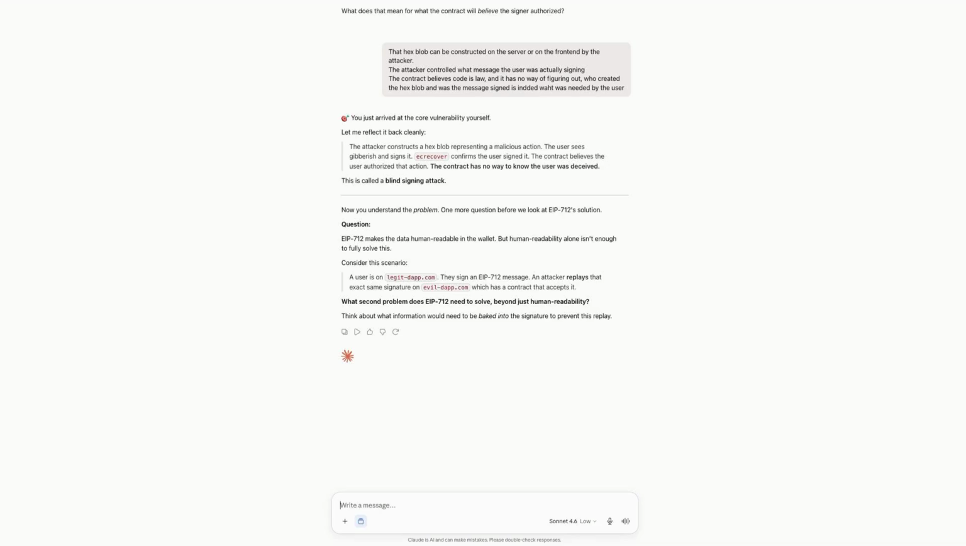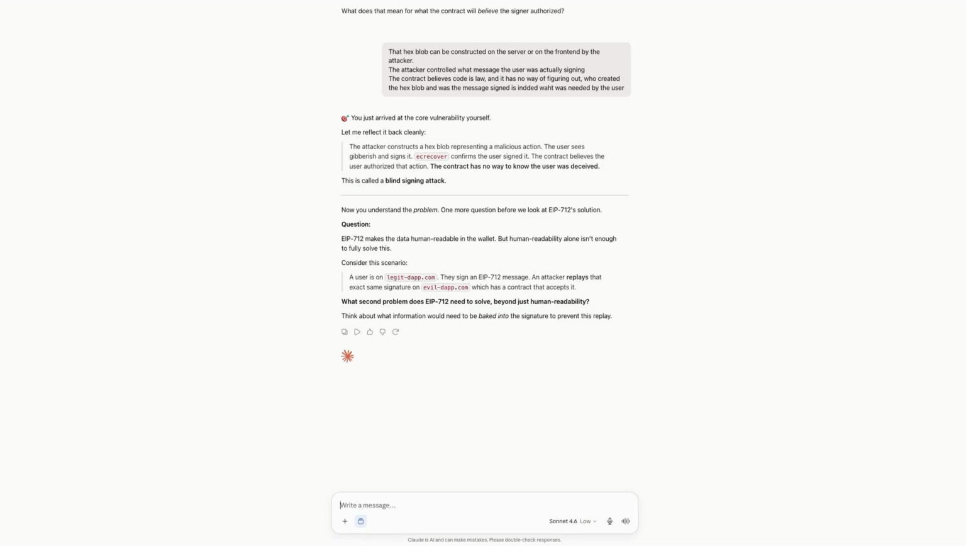Okay, now you understand the problem. One more question before we look at the EIP-712 solution. EIP-712 makes the data human readable in the wallet, but human readability alone isn't enough to fully solve this. Consider this scenario. The user is on legitdap.com. They sign an EIP-712 message. An attacker replays that exact same signature on evildap.com, which has a contract that accepts it. What second problem does EIP-712 need to solve beyond just human readability?